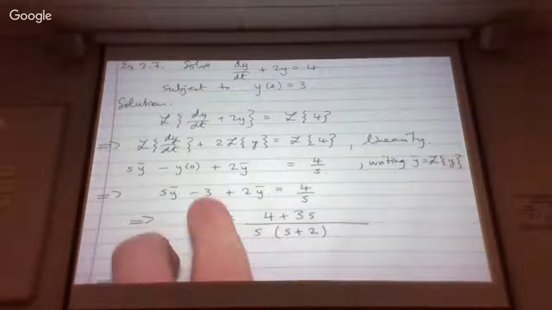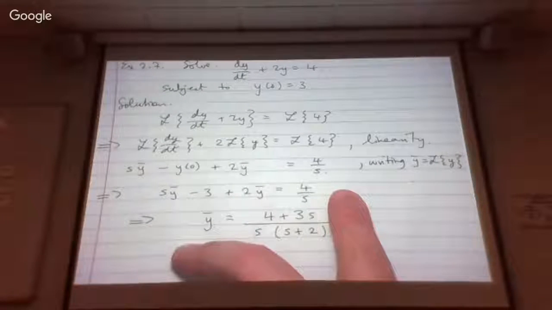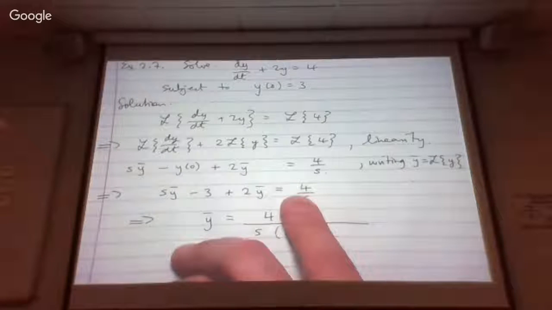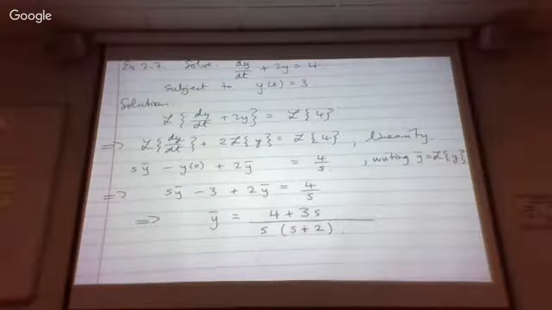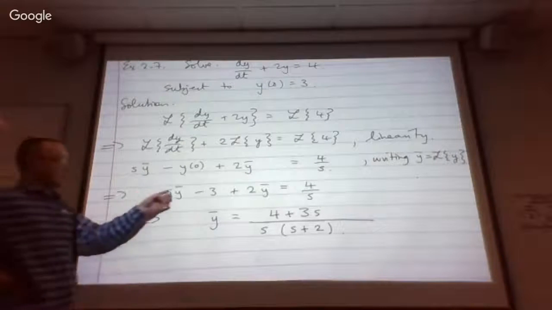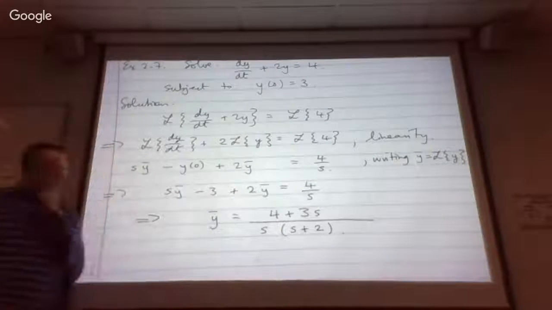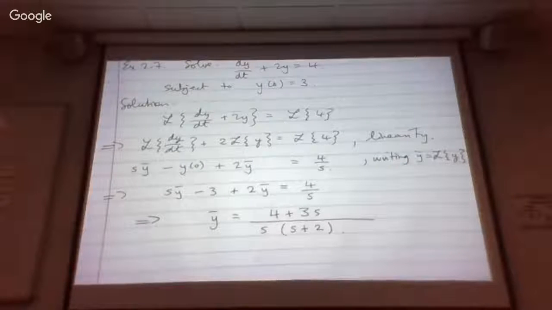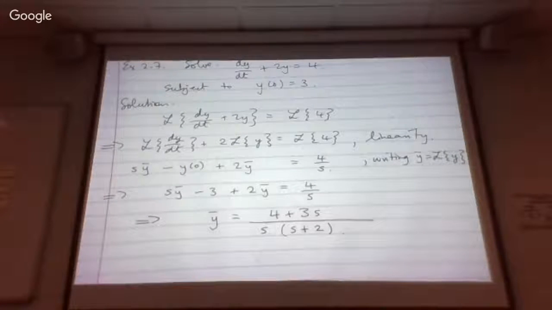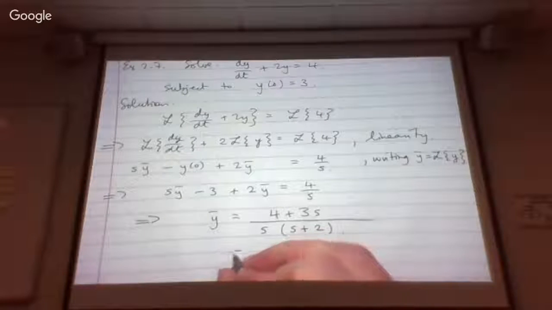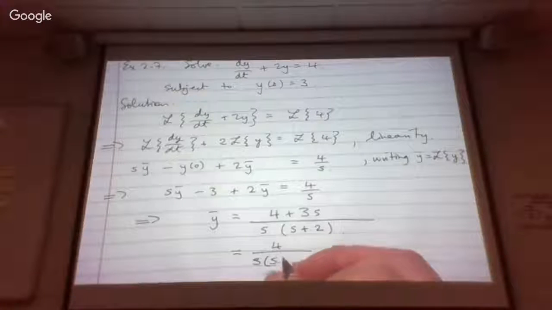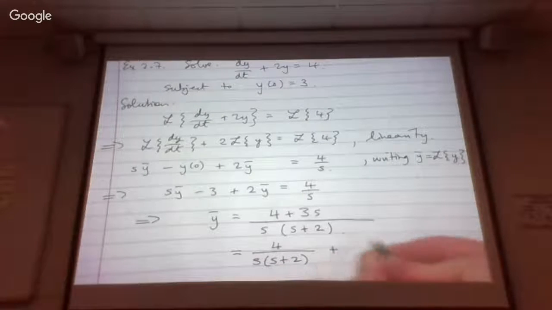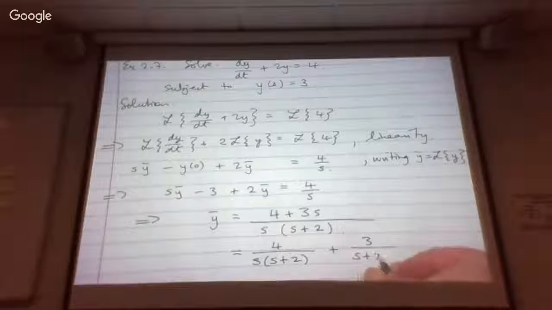The 3 comes over as a plus 3, and then I just wanted to write it over a single fraction. I didn't want to have 2 separate fractions, so I just put it as 3s over s. Yeah, it's over a common denominator. Then divide across by the coefficient of y bar, which you've left behind on the left-hand side, which is s plus 2. But actually, I'm going to separate it now. Probably a needless complication. So this is 4 over s times s plus 2, plus 3 over s plus 2.